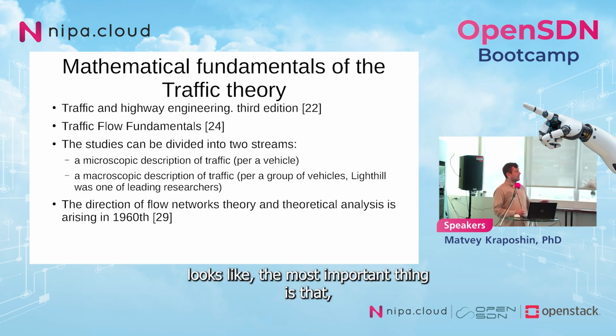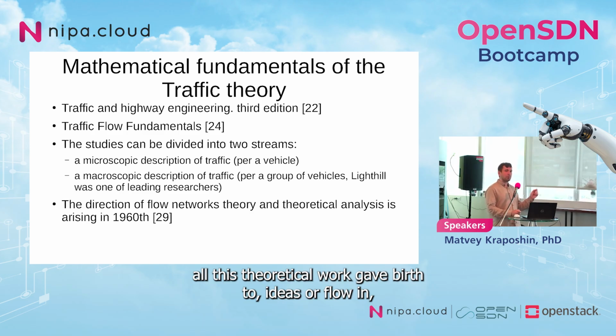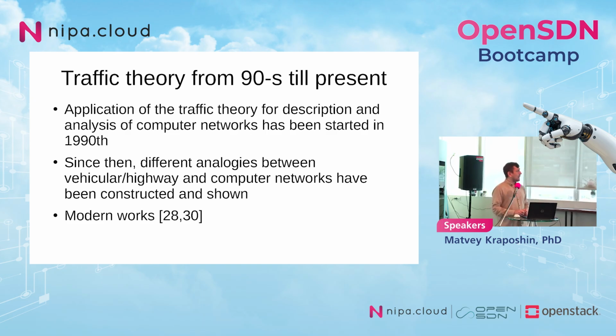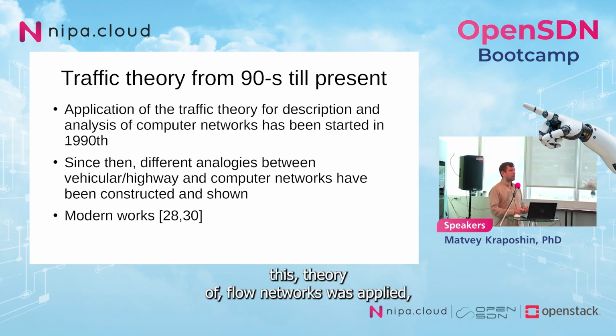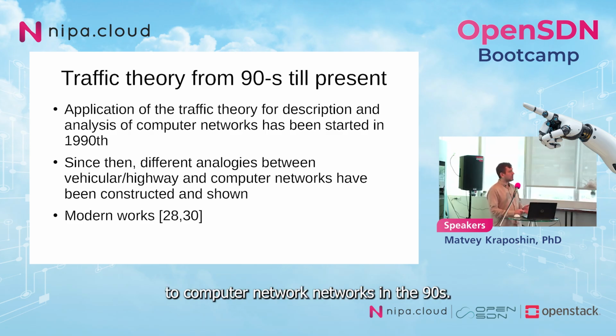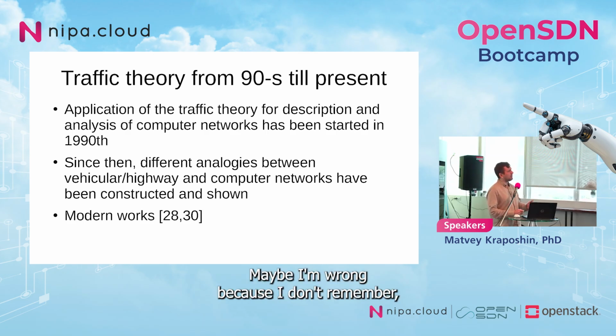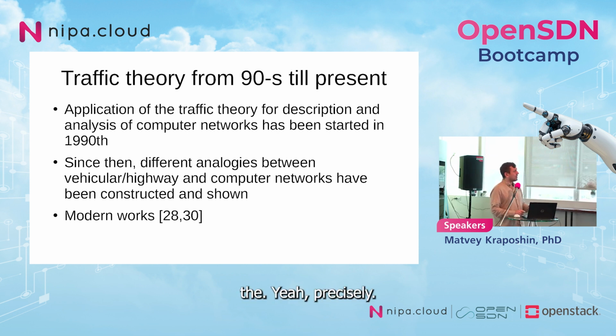But it looks like the most important thing is that all this theoretical work gave birth to ideas of flow in electrical circuits and in computer networks. And this theory of flow networks was applied to computer networks in the 90s. The first work, I think, is in the middle of the 1990s, so 1995. Maybe I'm wrong, because I don't remember the year precisely.